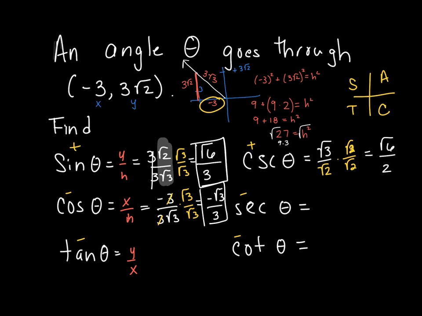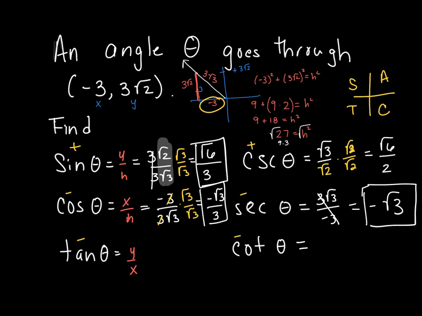Now I take the reciprocal, and again I'm going to start with 3 square root of 3 over negative 3. So that just equals negative square root of 3. So this one's nice. We didn't have to rationalize this one.